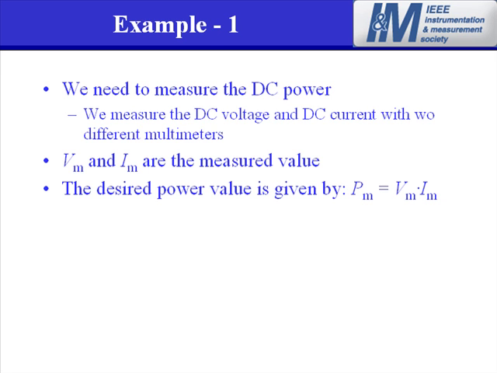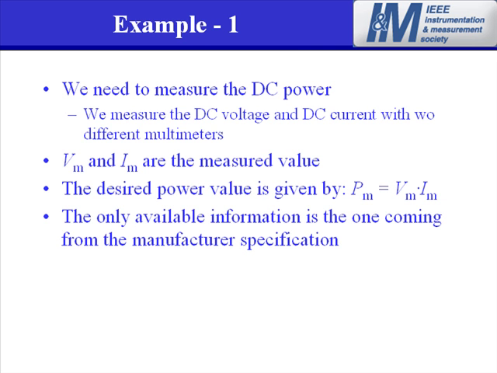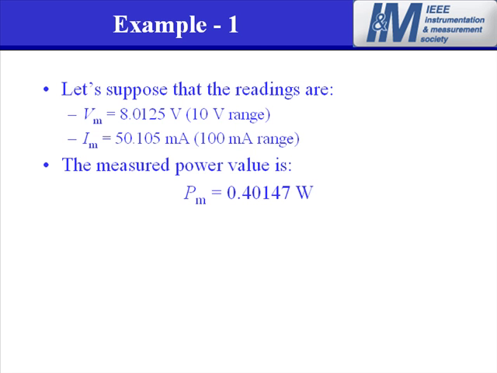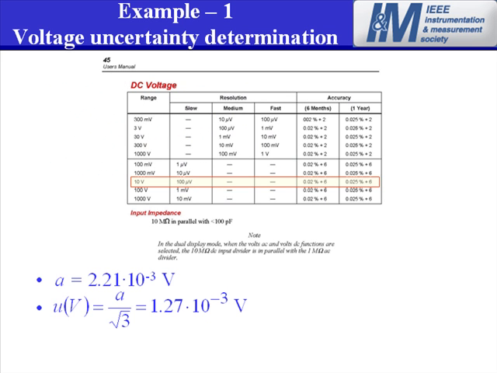We also suppose that the only available information is given by the manufacturer specifications, and therefore we have to follow again a type B method to evaluate uncertainty. Let's suppose that the readings are those shown in this slide, where you can see also the ranges set on the instruments. Of course, the measured power takes the value shown here. And let's consider the same instruments considered in the previous example. So, same kind of manufacturer specifications. Let's also follow the same procedure for evaluating uncertainty.